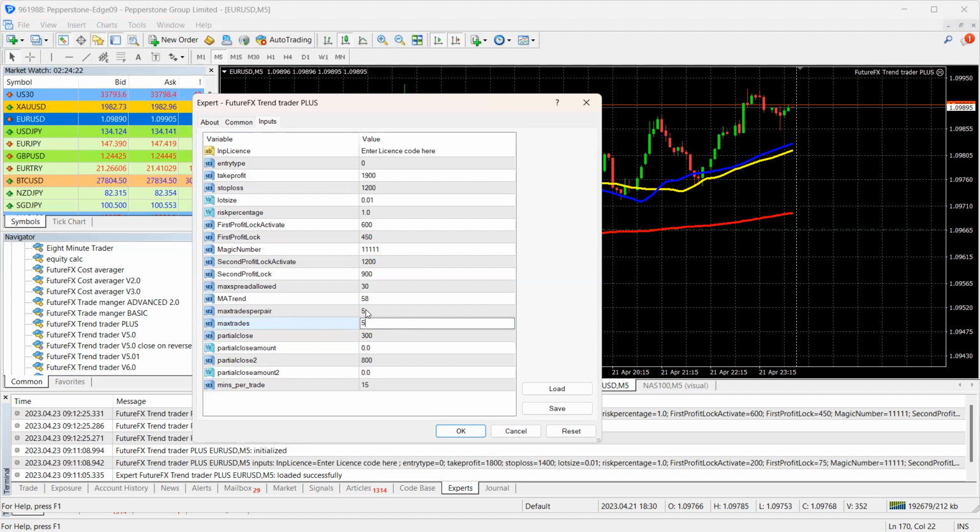So, you could have a max trades per pair of 5 and you could have a max in total of 10. That could be 1 trade on 10 pairs. It could be 5 trades per pair on just 2 pairs. But once that max trades in total is hit, it can't open up anymore anyway. And once 5 trades is hit on 1 pair, you can't open up anymore there.